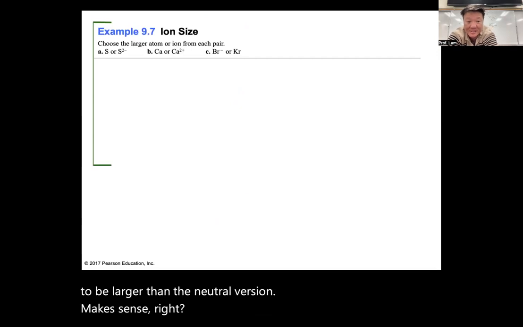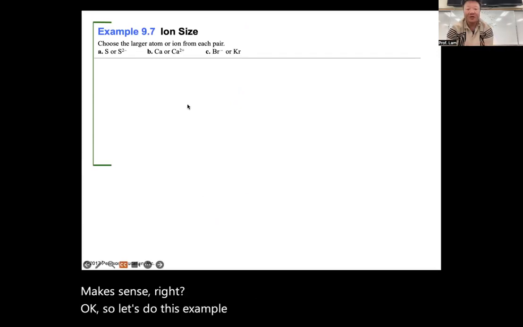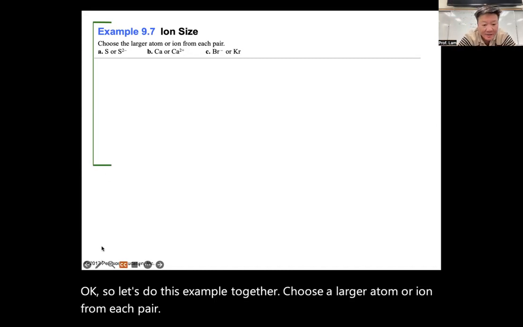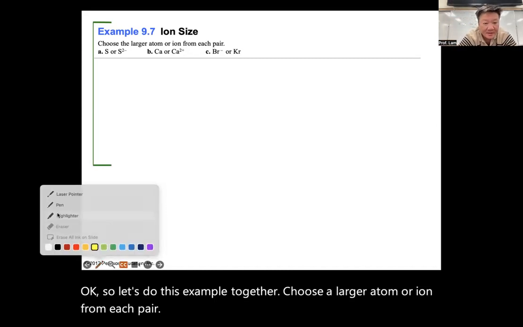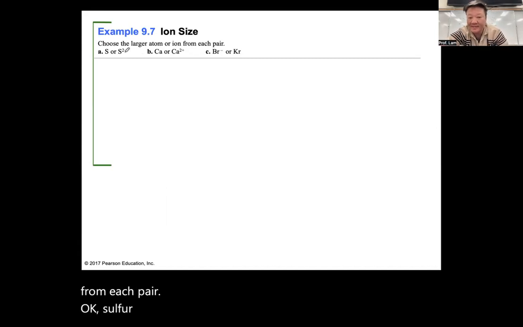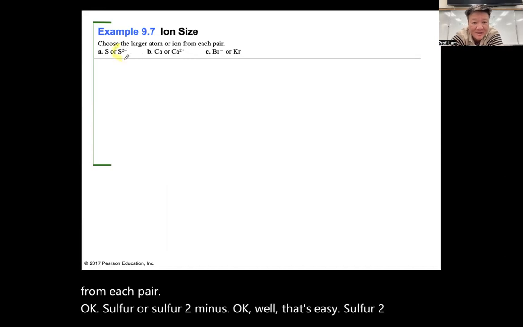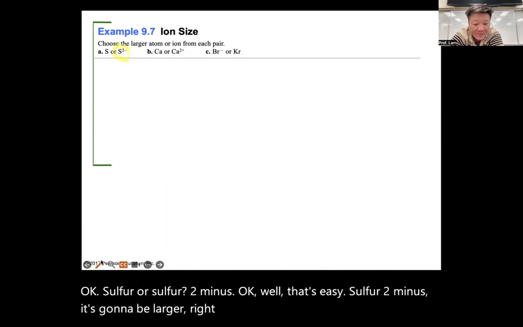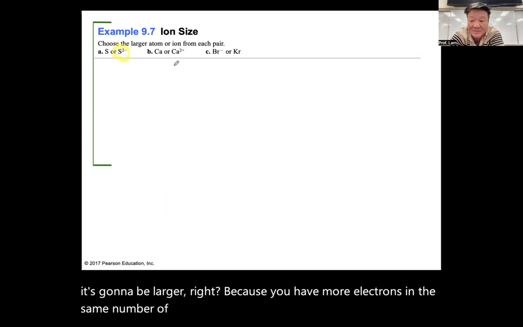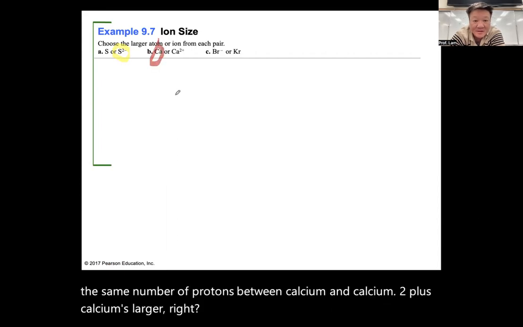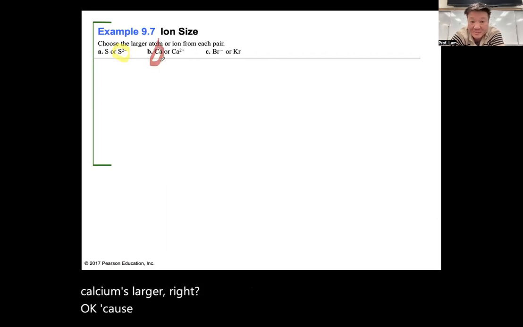Okay, so let's do this example together. Choose the larger atom or ion from each pair. Okay. Sulfur or sulfur 2 minus. Okay, well, that's easy. Sulfur 2 minus is going to be larger, right? Because you have more electrons and the same number of protons. Between calcium and calcium 2 plus, calcium's larger, right? Okay, because the cation is always smaller.